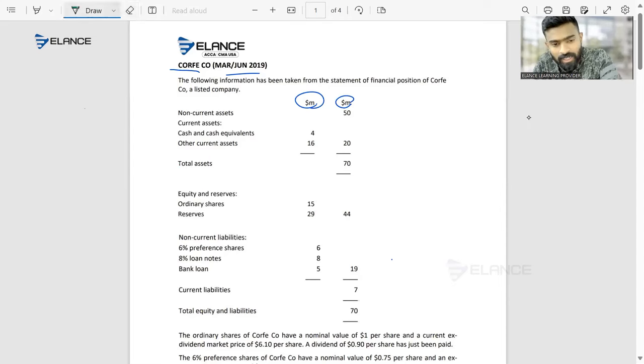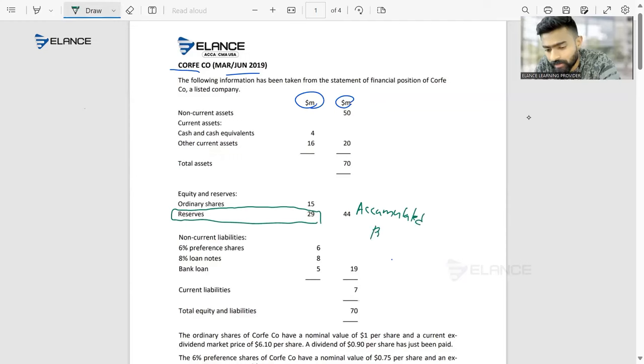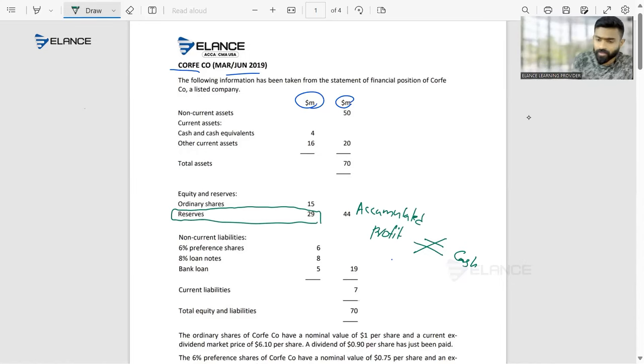See, reserves is 29 million. Reserves are nothing but accumulated profit. They are not equal to cash. In the investment appraisal chapter, the initial chapter, there is a topic named profit versus cash flows. Profit, is it equal to cash flow? Do respond, yes or no? Profits and cash flows, are they the same? No. So this director A's opinion is wrong.